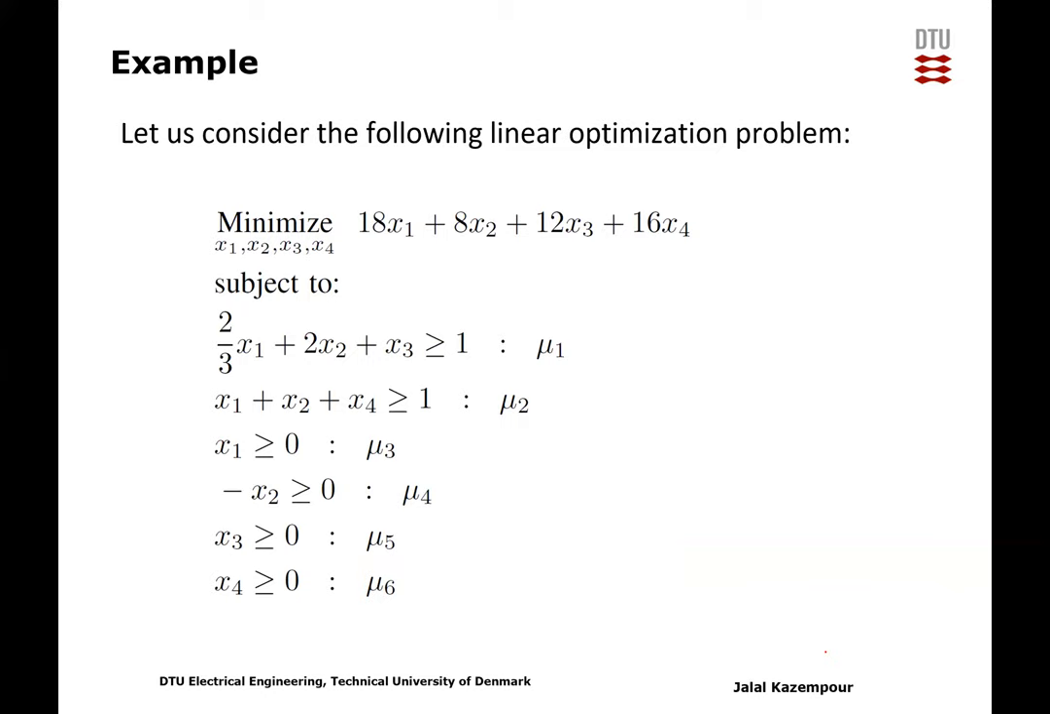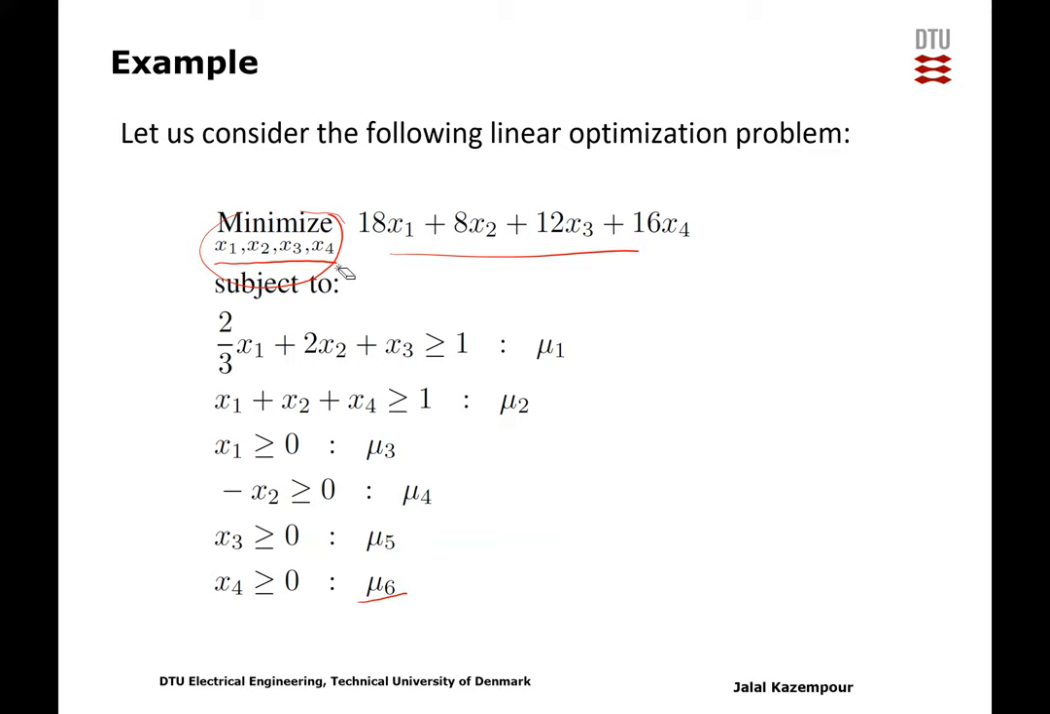We have a minimization problem, so it's in the form of standard form. So it's fine. Four variables, x1 to x4. So we have four variables, our objective function, and six constraints. So we define one dual variable per constraint. So remember to not list dual variables under the minimization operator. Here, just list your primal variables.